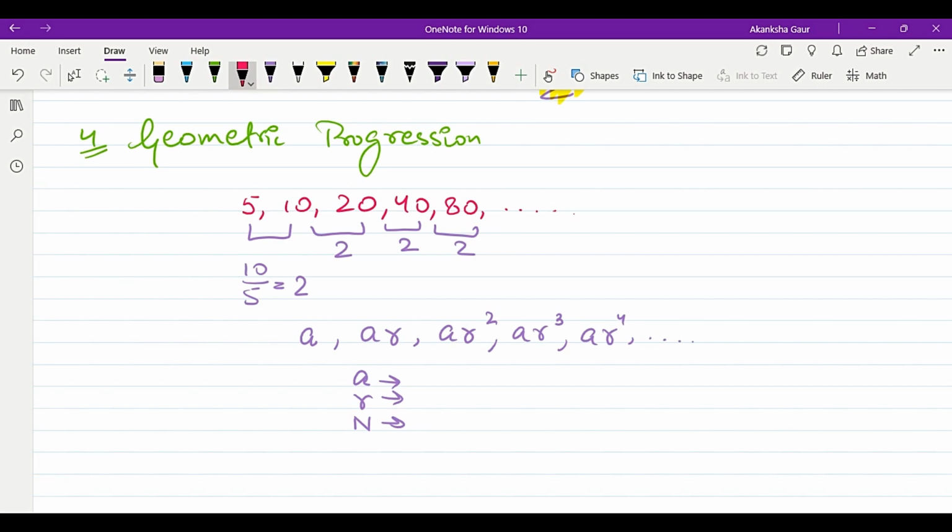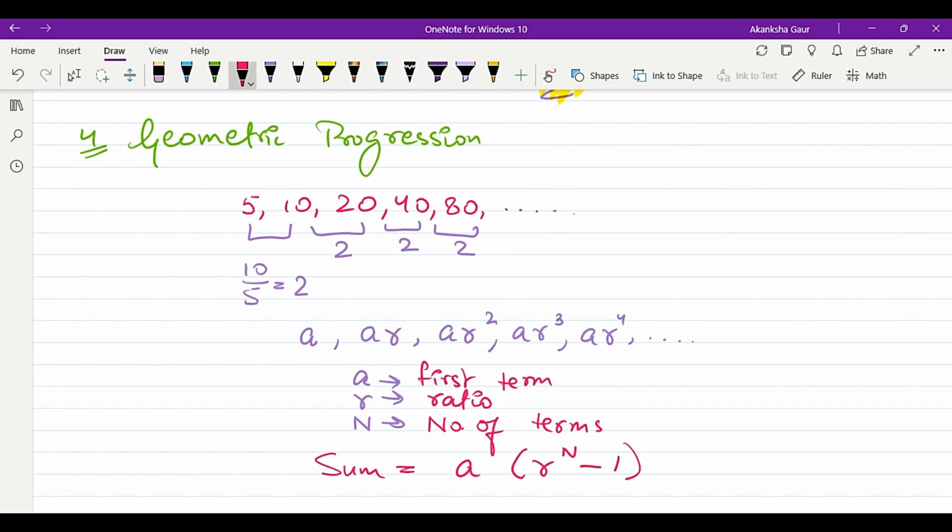A would be my first term, R will be the ratio of two consecutive terms, and N would be the number of terms in the series. So if I want to find out the sum of the first n terms of a GP, I can make the formula as A into R to the power of n minus 1 divided by R minus 1. And obviously it's a given that R would be greater than 1.